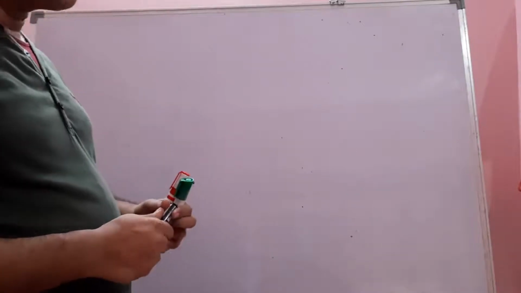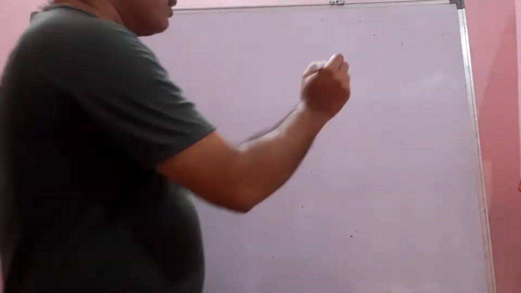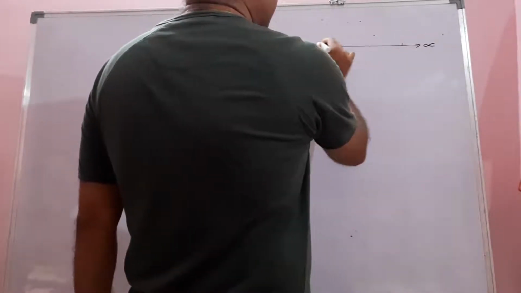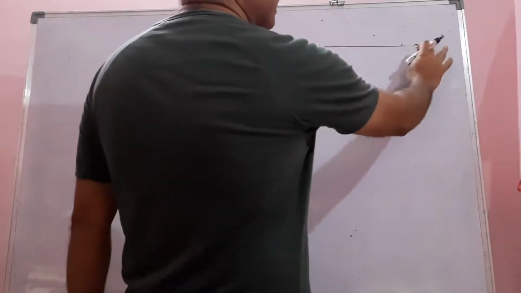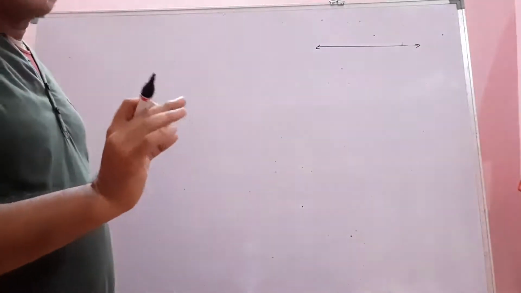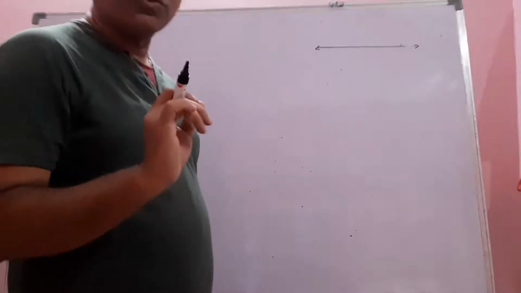Okay, so what is a line? All of you know what a line is. A line is like this one, but it can extend indefinitely in both directions. So a line has no endpoints, a line has no length.